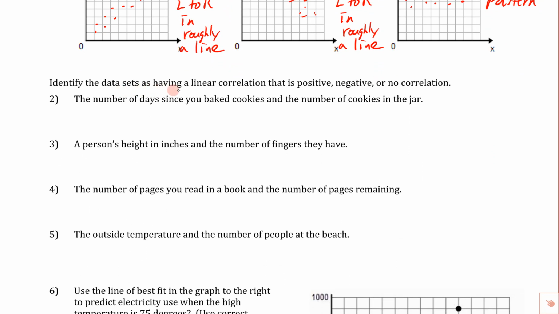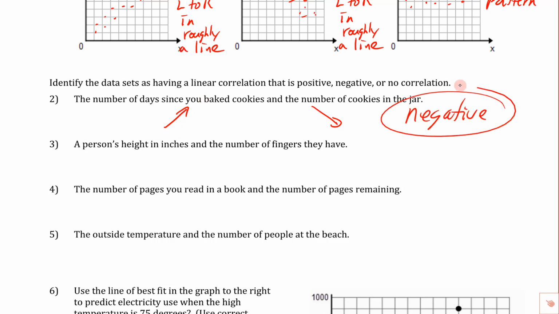It says identify the sets having a linear correlation that is positive, negative, or no correlation. So the first one says the number of days since you baked cookies and the number of cookies in the cookie jar. So I'm going to use some arrows to describe this like we did when we were working on this in the unit. The number of days since you baked cookies, that's going to go up. Once you make the cookies, the number of days that goes by is just going to go up. So it's going to be the first day, the second day, the third day, and so forth. Well, what happens to the number of cookies in the cookie jar? Well, on the first day it starts really high and then it starts to go down. Maybe there's 2 dozen the first day and then only 18 the second day. So it goes down. So as one goes up, the other one goes down. So this is a negative correlation. So that's a negative correlation right there.